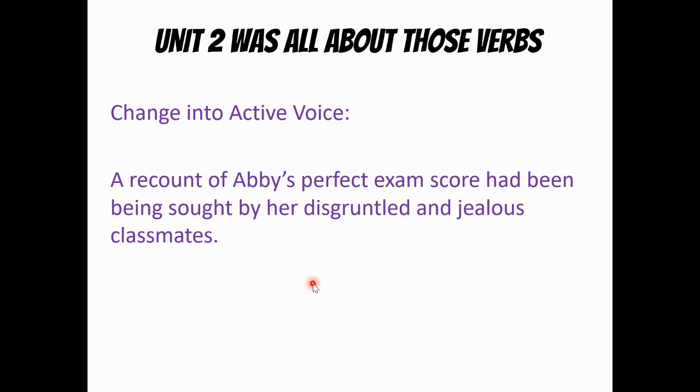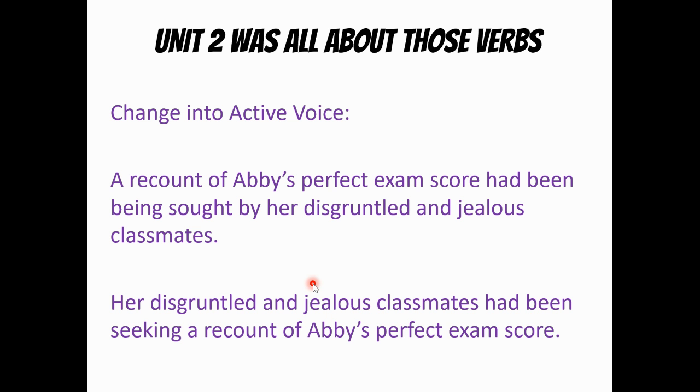So, instead of saying had been being sought, 4 verbs, I have to change it to 3 verbs. And so, this one turns into "Her disgruntled and jealous classmates had been seeking a recount of Abby's perfect exam score." So the challenge here is to make sure you actually convert the verb correctly from had been being sought to had been seeking, and to switch things around the right way. So be careful of the active and passive voice. That's 2 points each. It's 4 points total out of 90 points, which would be pretty critical. So you don't want to lose those points.